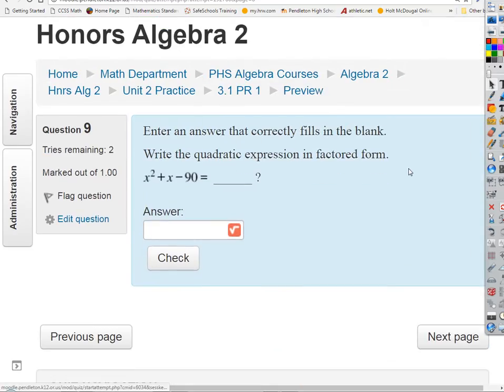Okay, factoring simple quadratic expressions. No big deal. Can I take 5, sir? You may.